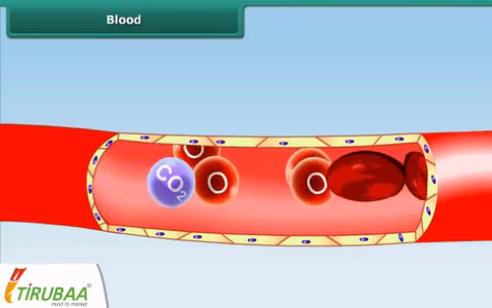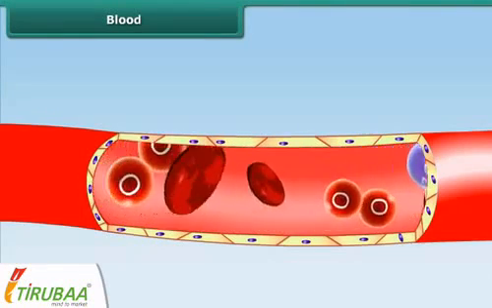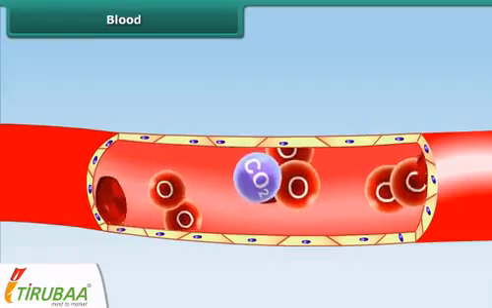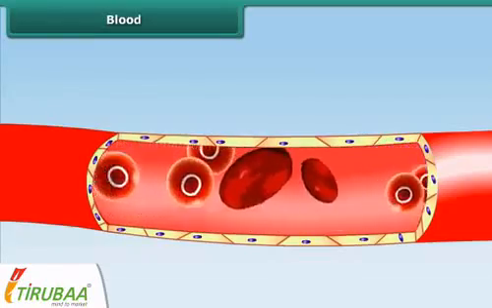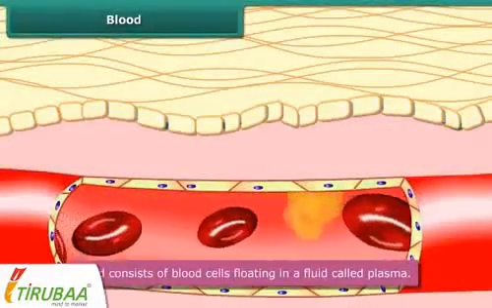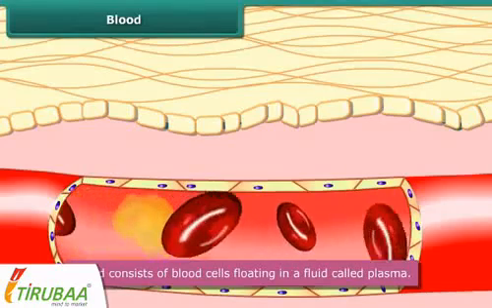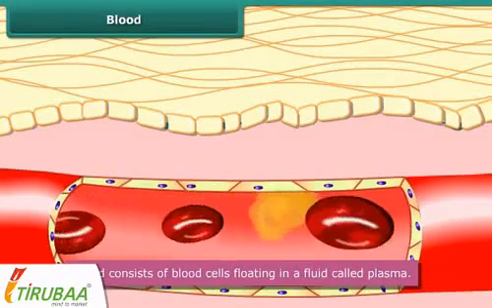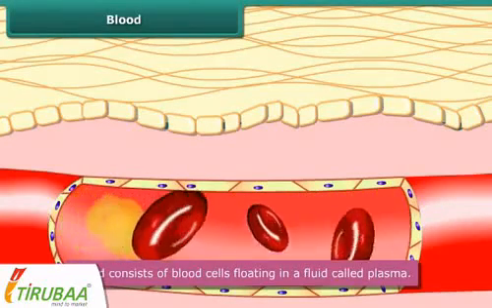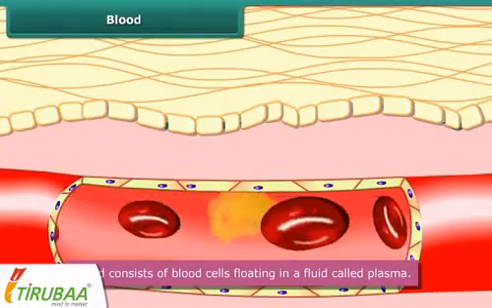Blood is a fluid that is essential for our survival. It carries oxygen and nutrients to body parts. It also carries waste away from body parts for removal. Blood consists of blood cells floating in a fluid called plasma.